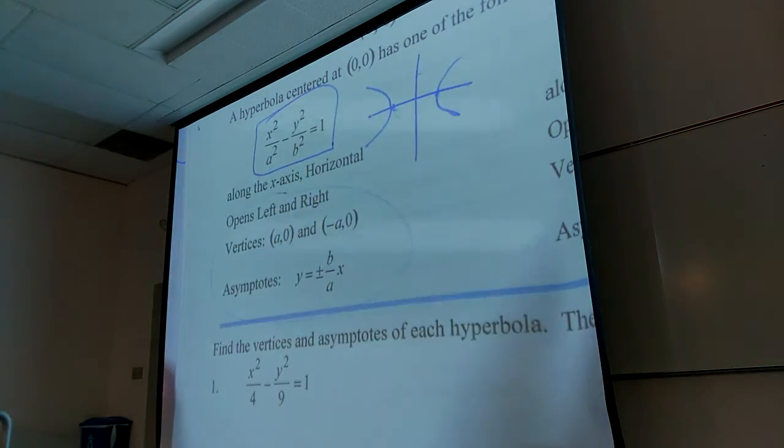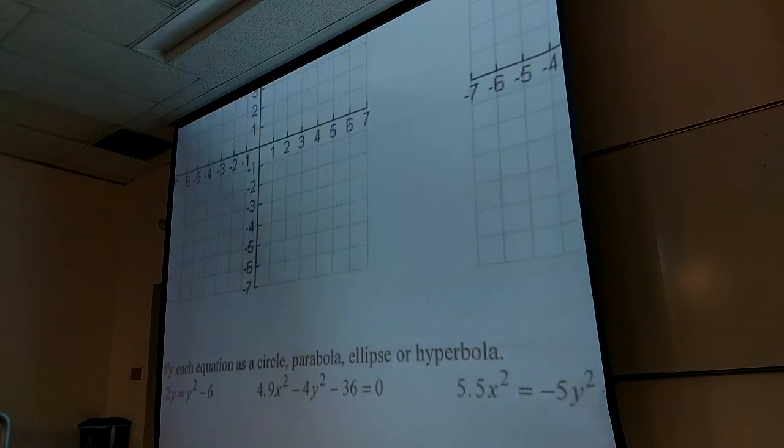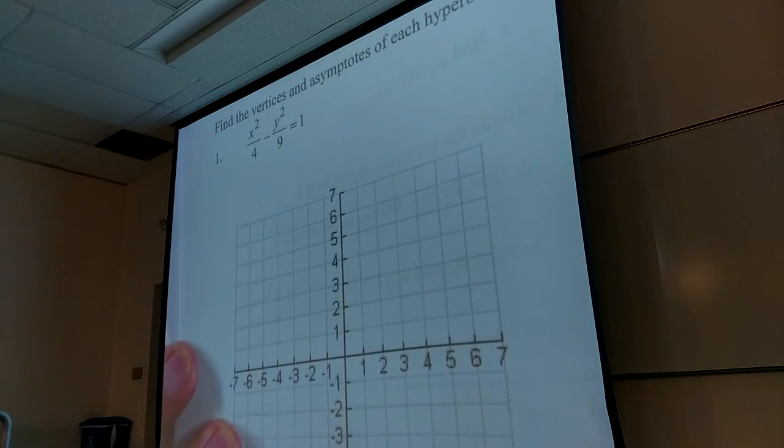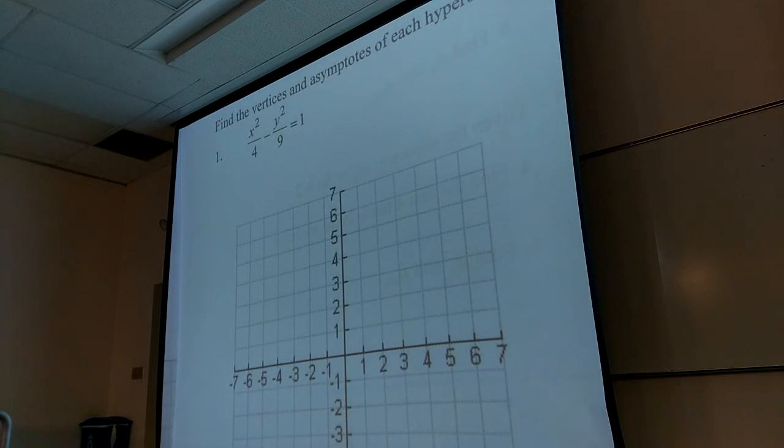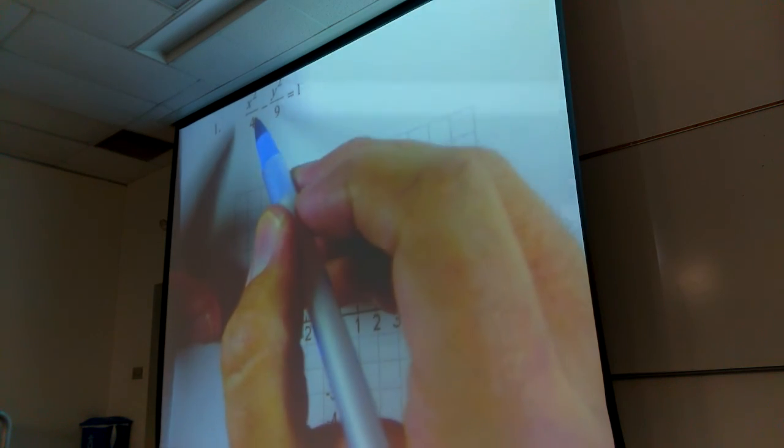Let's just do a problem. That's really the only way to really get this. Now look at this guy. It's going to start off just like ellipses, but I'm not going to connect them. I'm going to make them open the other way. But still, how far out on the x-axis will I go? 2. Definitely.